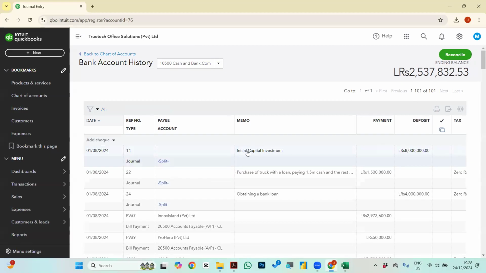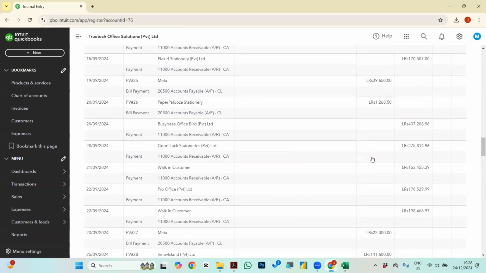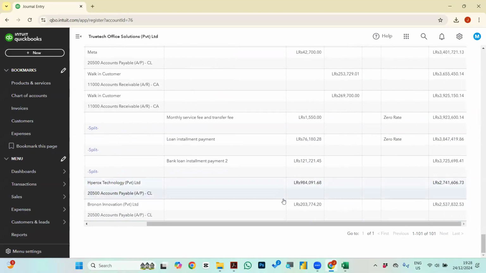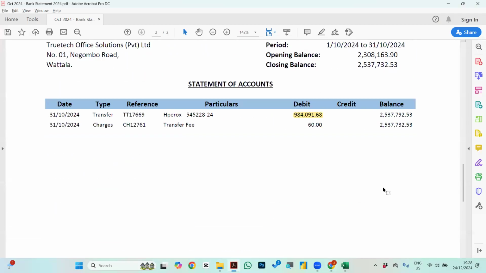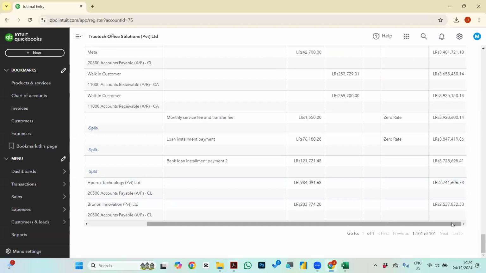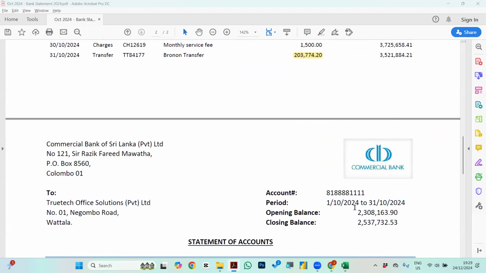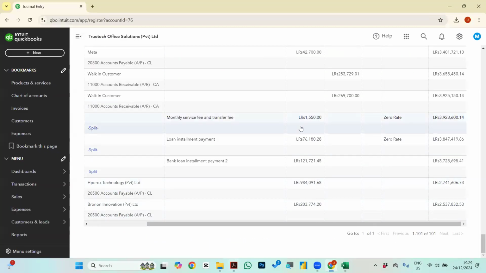All right, so now I'm going to remove the filter. Now we can go and see what is the balance on 31st of October. So now open the bank statement. 2537832.53. There is a small difference. We can't spend too much time searching for this; there's a small tiny mistake.